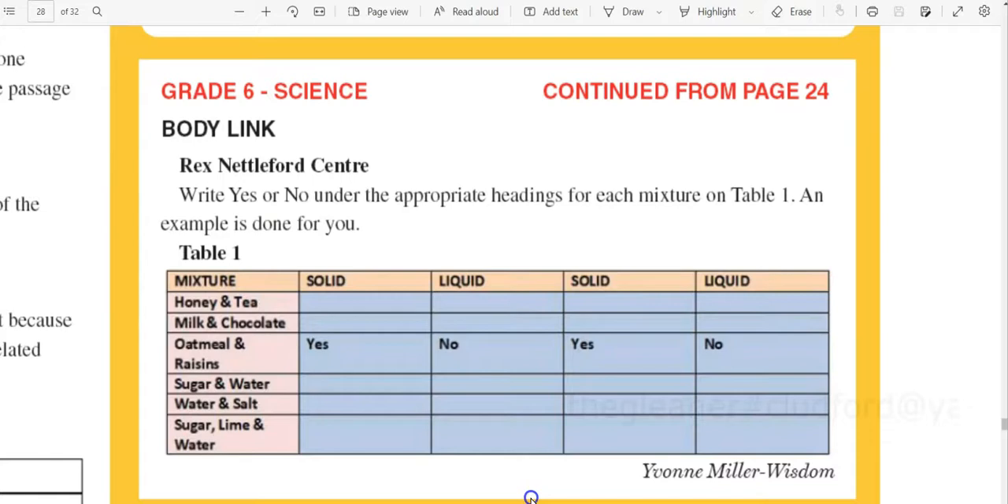Write yes or no under the appropriate heading for each mixture on table 1. An example is done for you. So here we have the mixture, we have solid, liquid, and we have honey and tea. We have milk and chocolate. We have oatmeal and raisins. So solids, yes. Liquid, no. Then we have sugar and water, water and salt, sugar, lime, and water.